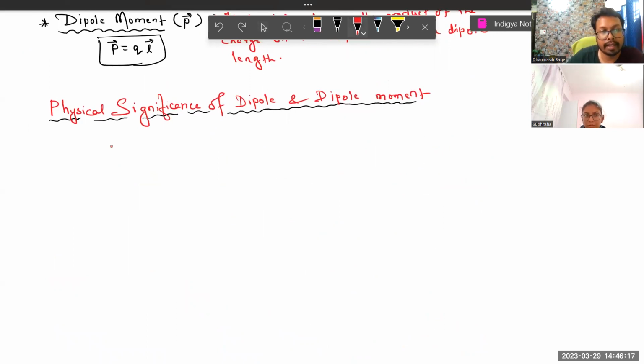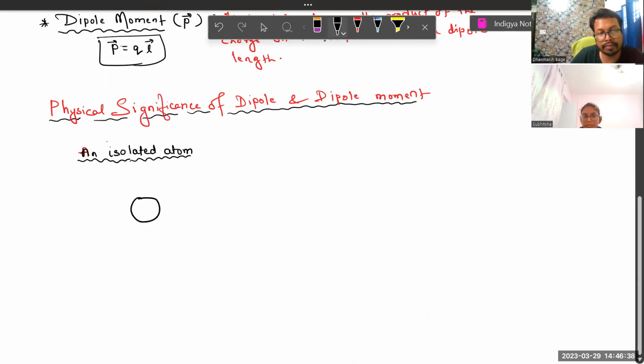Just see this thing here. Let us say an isolated atom. What is the shape of an isolated atom? Isolated atom means it is free from the forces by other sources. So if there is an atom, it will be completely spherical, right? Here there will be positive charge at the nucleus and there will be an electron cloud around it, something like this. So this is the isolated atom, completely spherical.